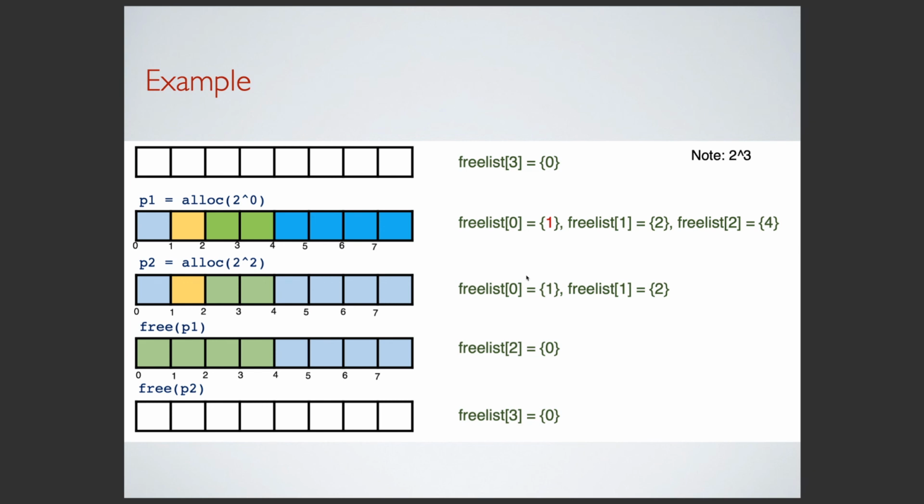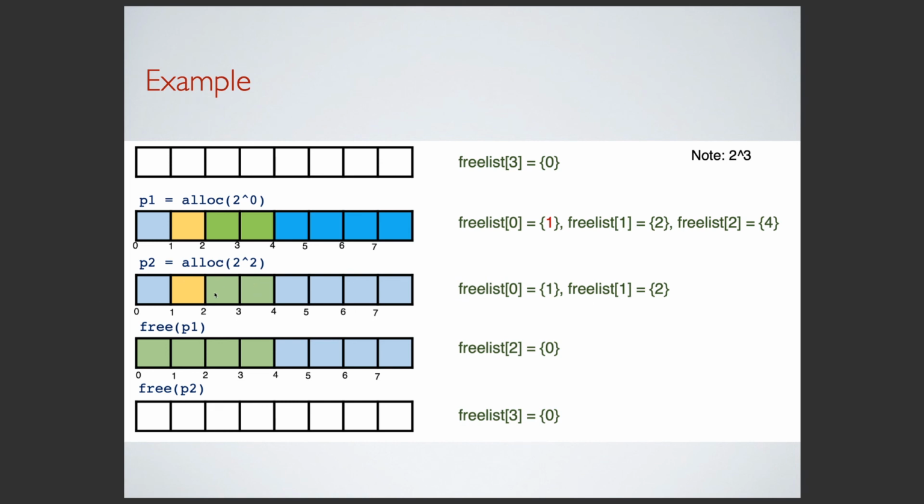All right, so let's try to allocate again. Now I need to allocate 4 pages, 2 to the power 2. I just need to look into my list here. Oh, wait a second, I have one, and it starts at 4. Fine, I'm going to allocate this one. What's left here is these 2 things.